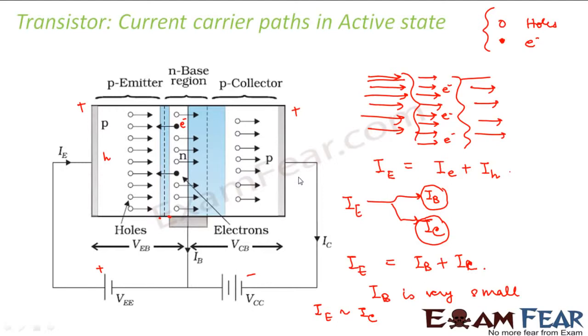It is somewhat like this. You can visualize it like that, right? Whatever you are getting at the collector end, that is your output, and whatever you are providing at the emitter end is your input. So this is basically how the current flows inside a transistor.